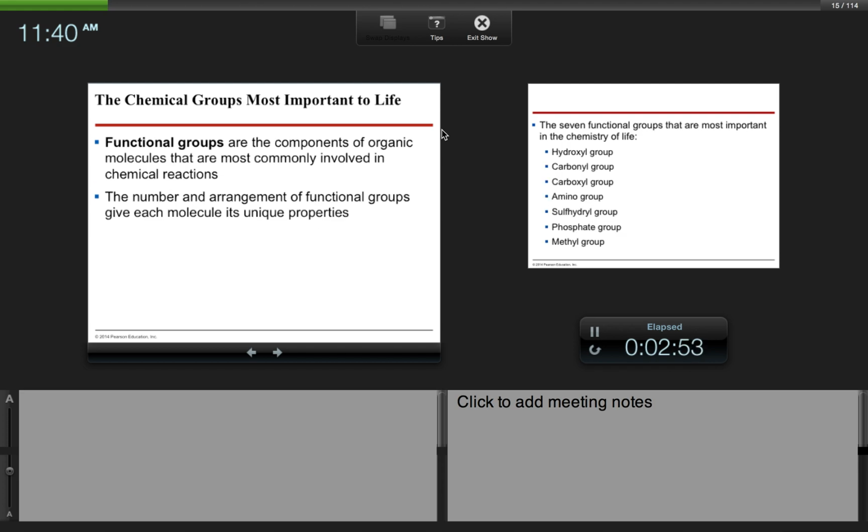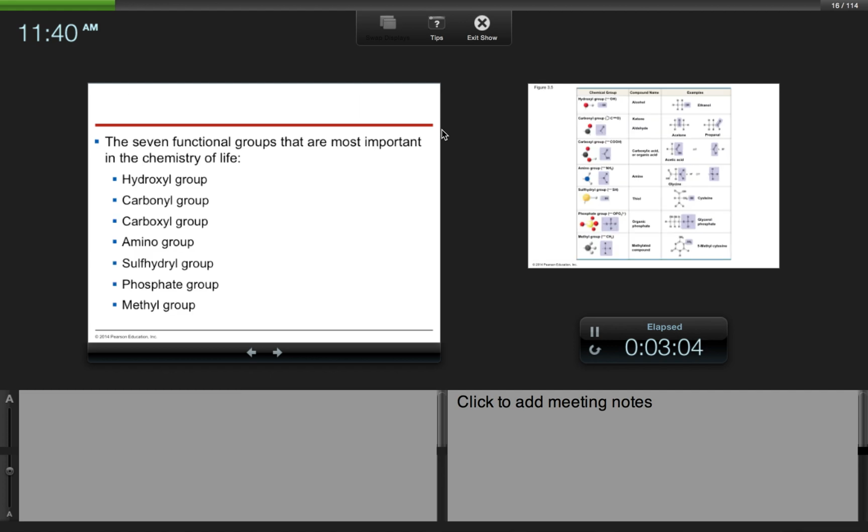Functional groups. These are the molecules that are most commonly involved in chemical reactions. The number and arrangement of functional groups give each molecule its unique properties. So here are your functional groups: hydroxyl, carbonyl, carboxyl, amino, sulfhydryl, phosphate, and methyl.